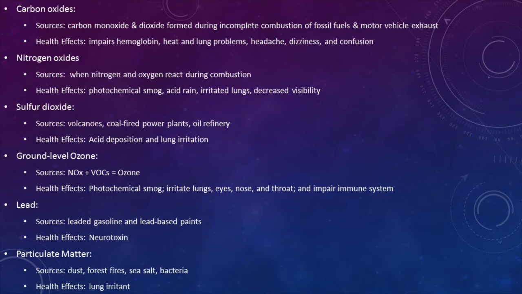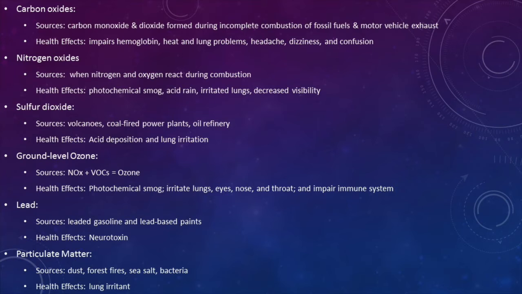Nitrogen oxides form when nitrogen and oxygen gas in the air react under high combustion temperatures in automobile engines and coal-burning power plants. In the air, nitrogen oxides can lead to photochemical smog and acid deposition, both of which I will explain further shortly. Nitrogen dioxide can irritate lungs, impair plant growth, and decrease visibility in the air.